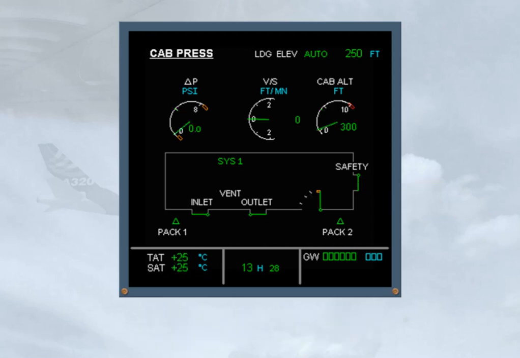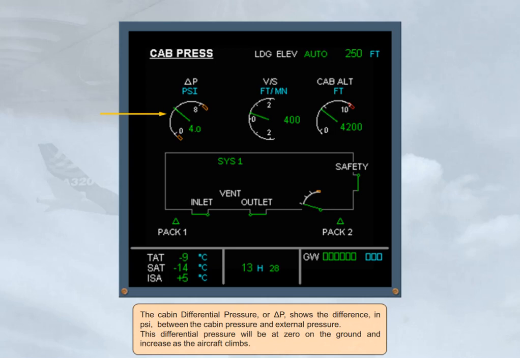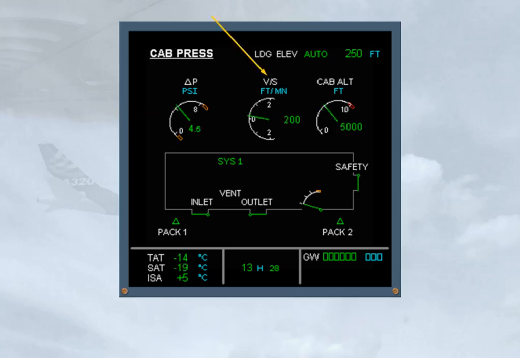The cabin differential pressure, or delta P, shows the difference in PSI between the cabin pressure and external pressure. This differential pressure will be at 0 on the ground and increase as the aircraft climbs. The cabin vertical speed shows the rate of change in feet per minute of cabin altitude. For passenger comfort, the pressurization system will aim to keep this rate of change as small as possible.